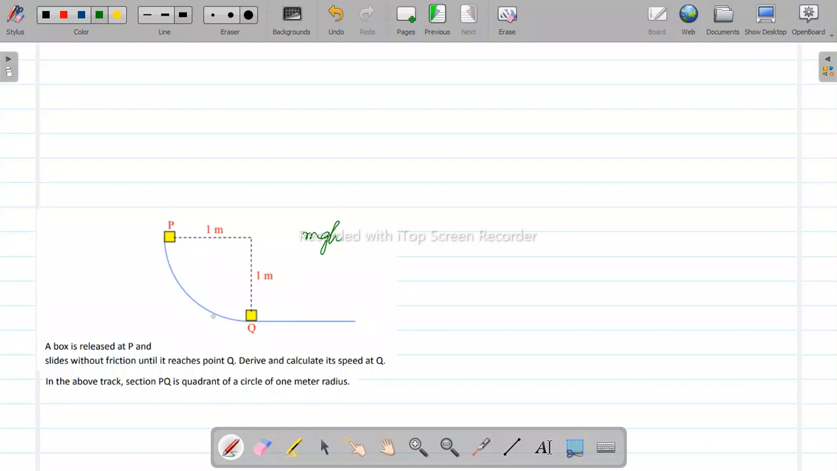So we can write the equation of the conservation of energy. Potential energy is being converted into kinetic energy, and क्योंकि इन्होंने कहा है without friction, so we are not going to write plus work done against friction and all. Now you have to derive the expression for Q. This m in this case gets cancelled with this m. You have to derive the expression for velocity, right?